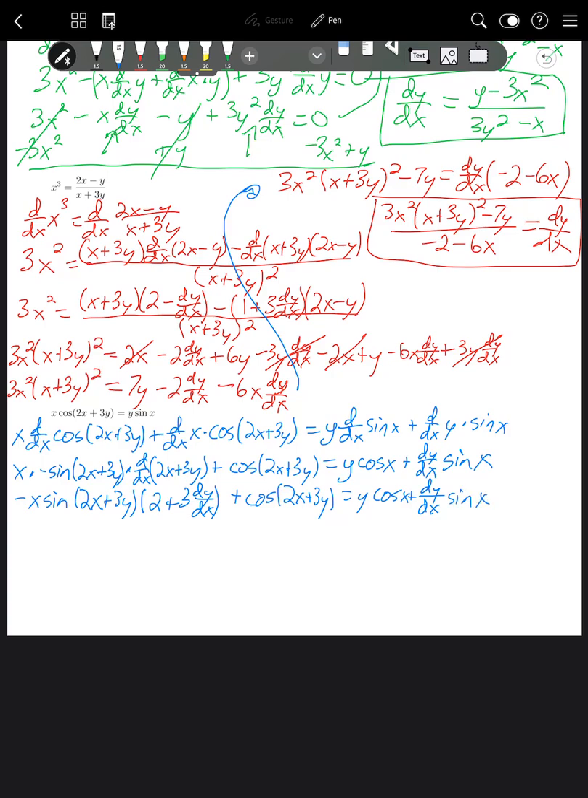Okay. Now, what you should notice in here is we need to do some distribution. So if we distribute this inside this parentheses, we get negative 2x sine of 2x plus 3y minus 3x sine of 2x plus 3y dy dx plus cosine, and everything else stays the same.